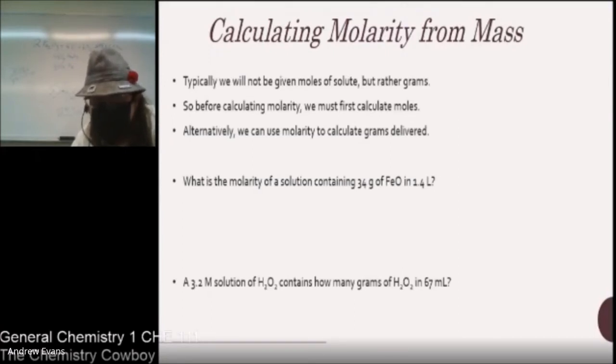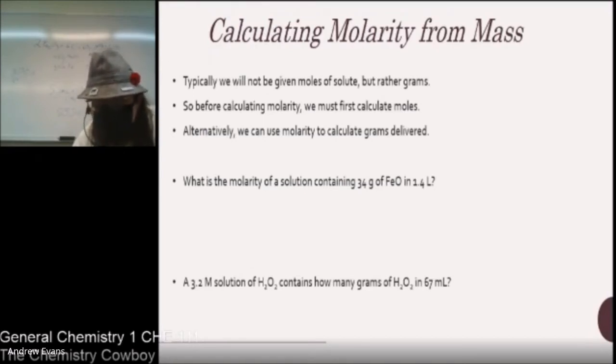So typically, we will not be given the moles of a solute, but we'll be given the grams. Say I want to dissolve 50 grams of sodium hydroxide in water to make this solution. You need to be able to figure out what amount of sodium hydroxide we need to add, or if I added this amount, what is the concentration? Before calculating the molarity, we must calculate the moles. We can also use molarity and turn that back into grams easily enough. So these two practice problems.